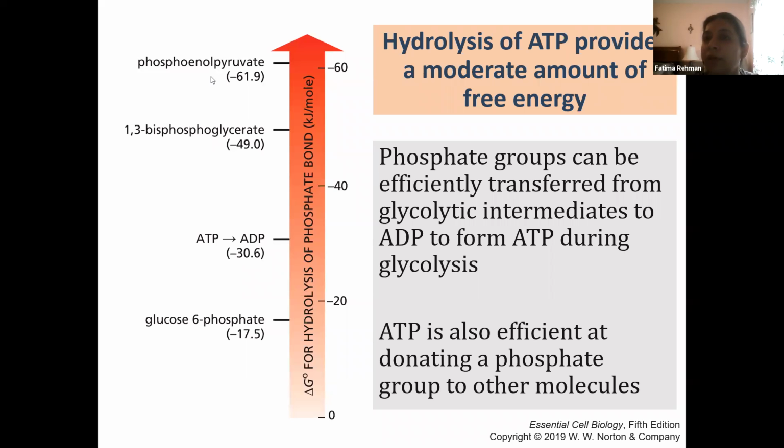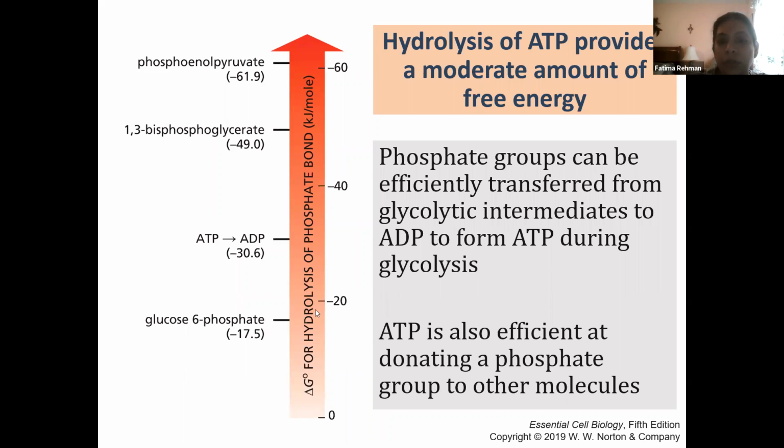So hydrolysis of just the ATP always provides a little bit of energy that can then be used in the next reaction. ATP is also, in general, very efficient at donating the phosphate group, because that third phosphate is its highest energy bond, and it is able to cleave off very easily, releasing a lot of energy that can then be used to fuel reactions.